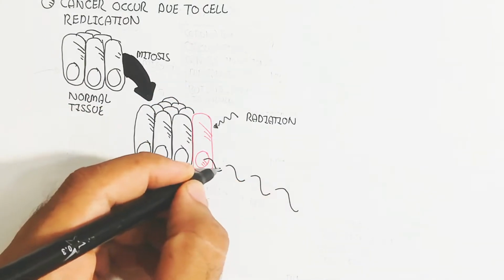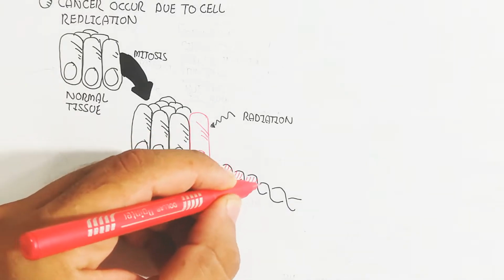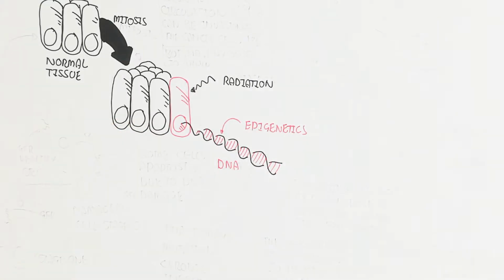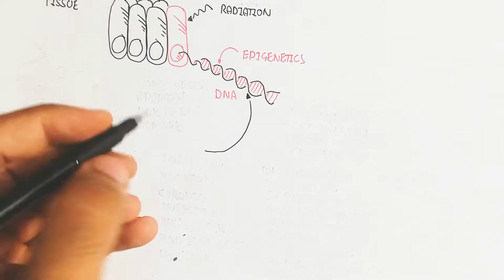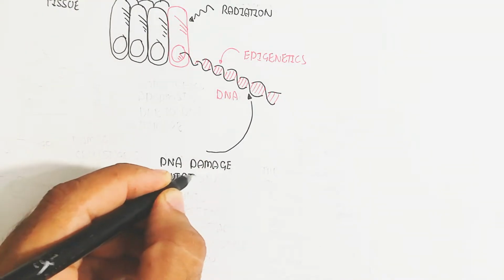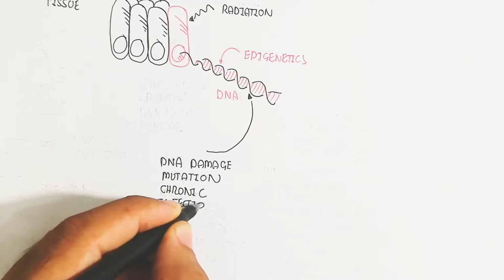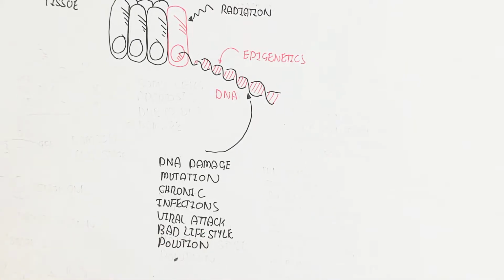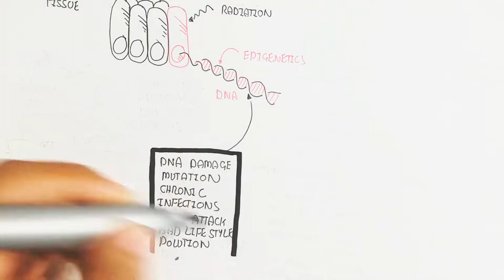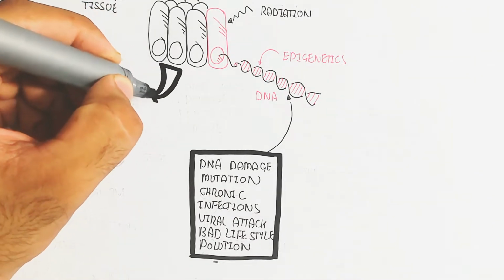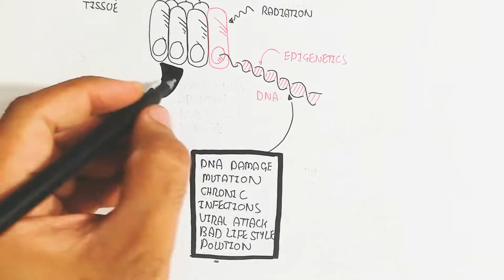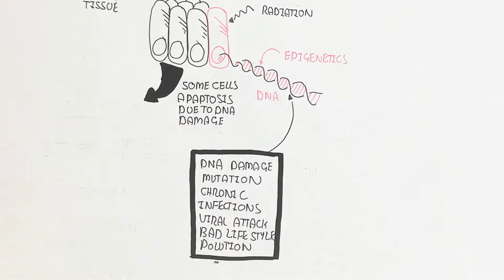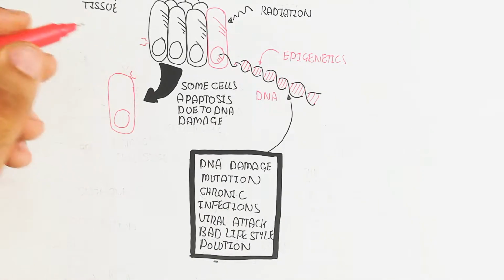Here, normal tissue undergoes mitosis, where cells replicate and divide. Radiation, epigenetic and other factors, DNA damage, mutation, chronic infection and viral attack, bad lifestyle and pollution are all cancer factors, and they lead to changes in the DNA. After the change in the DNA, the cell will proliferate more, with uncontrolled cell division due to DNA dysregulation, meaning dysfunction of the normal cell.